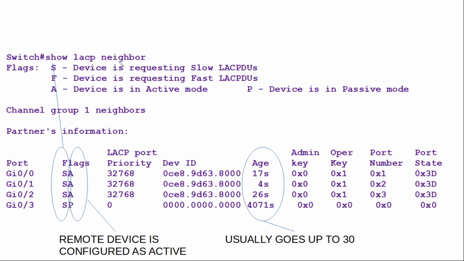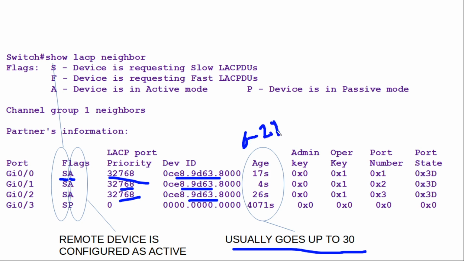You can also use show LACP neighbor to see how the other side is operating. In this case, the other side is sending slow hellos. It was configured in active mode. The port on the other side has this priority. The other side has this MAC address. And this is the age. For instance, if slow hellos are being sent, you will see that this number goes from 0 to 29 most of the time.